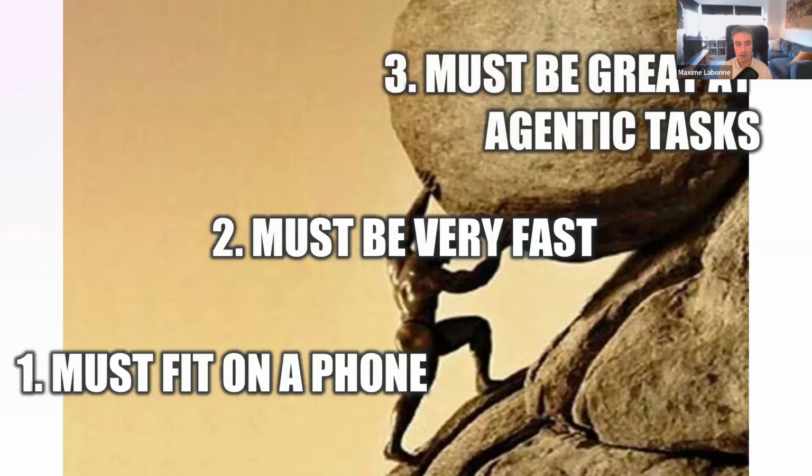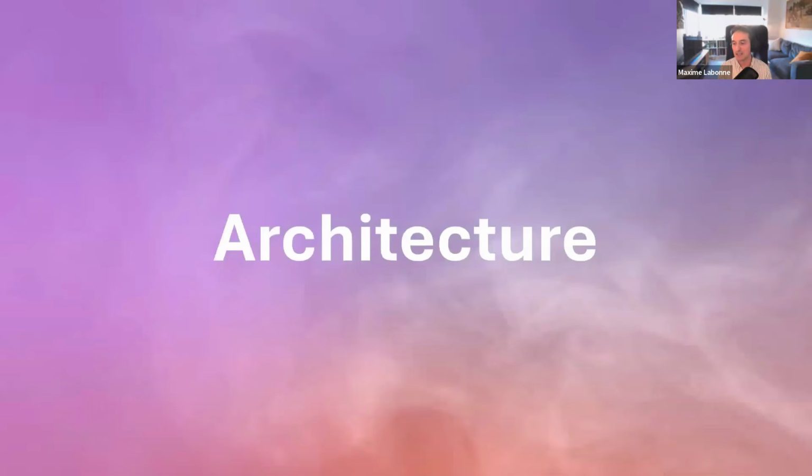And the final thing is that it must be great at agentic task if you want to use it for this purpose. So if you want to summarize these three challenges, the first one is about memory usage. The second one is about inference speed. And the third one is about quality. And we want to make sure that we maximize this triangle and we optimize the model from the architecture design to the training and downstream deployment to make sure that everything is as good as possible. So let's start with the architecture.